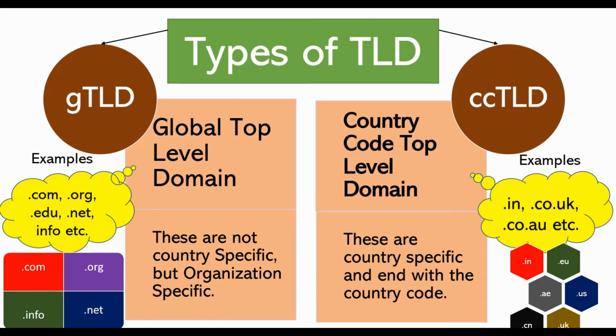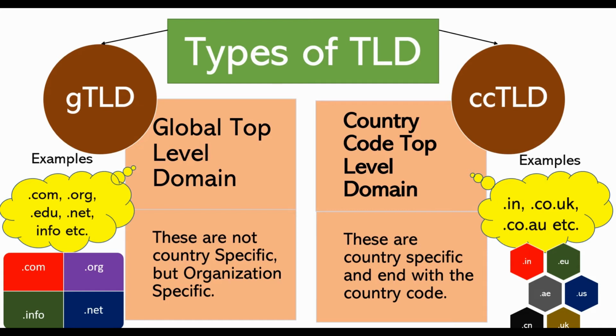GTLD is used globally. It's like .com, the commercial use TLD. We have .org for organizations, .info for informative websites, .edu for educational, .net for networking websites. And as you go to the CCTLDs, these are country specific. For example, .in is for India, .co.uk is for UK. For Australia, it's .com.au. These are CCTLDs.